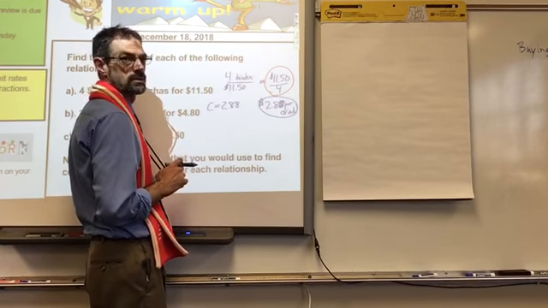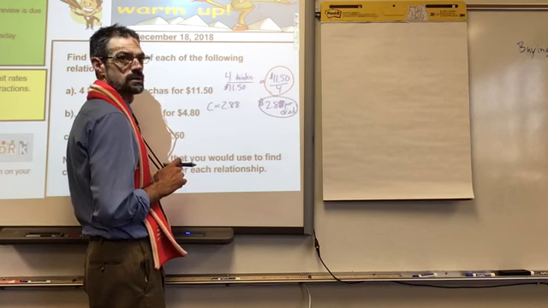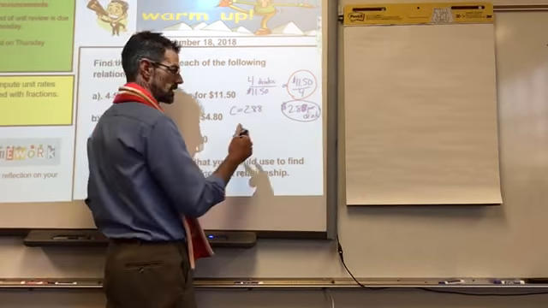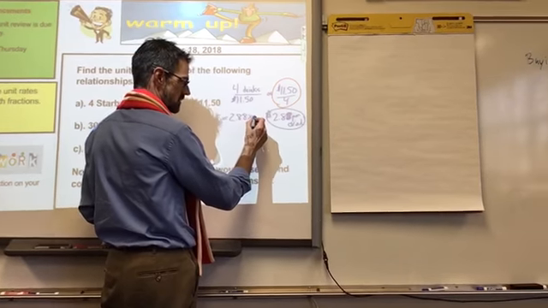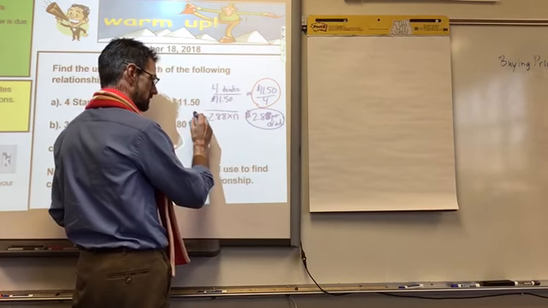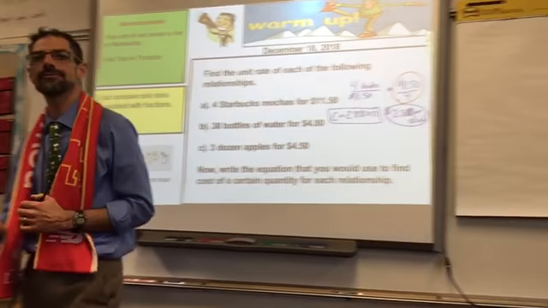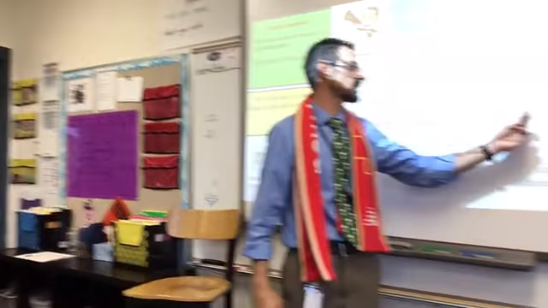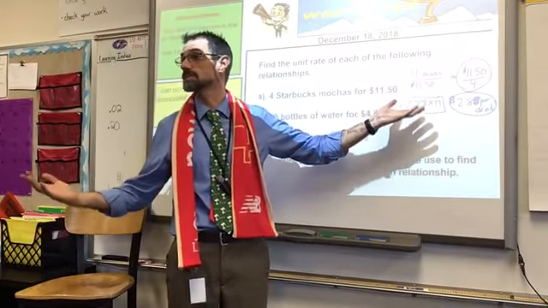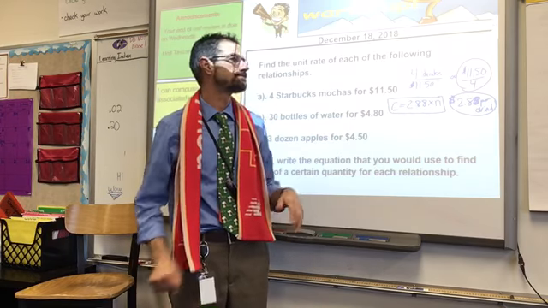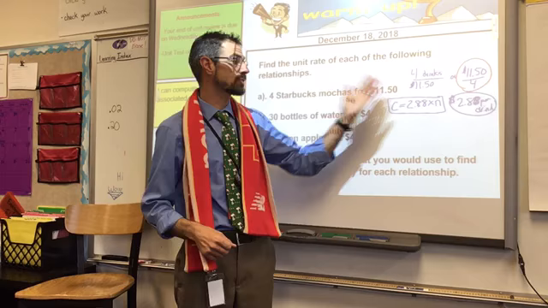Ryan? Like 2.88 times N, where N is the number of drinks, and then it would equal your total cost. So if I get 4 drinks, it'd be 4 times 2.88, which then equals 11.50. That's my unit cost. So that was A.